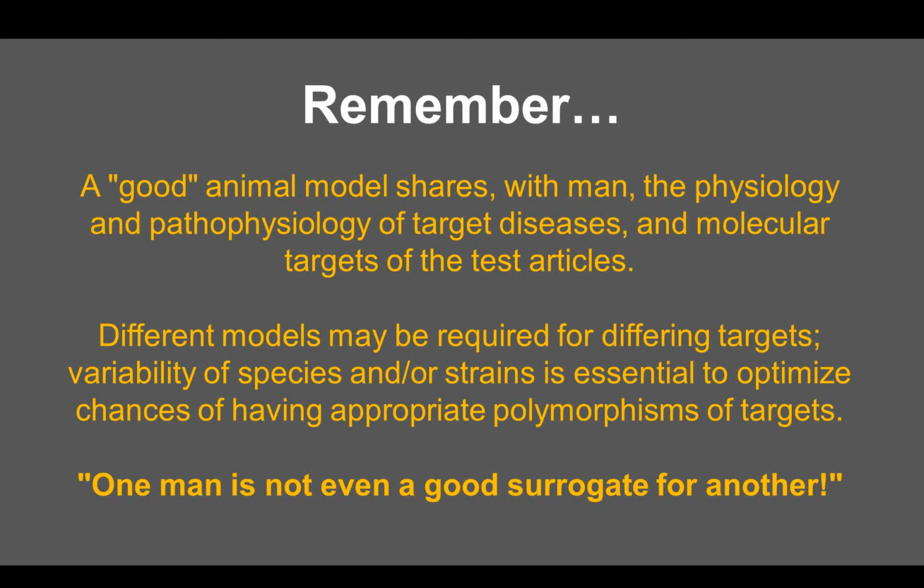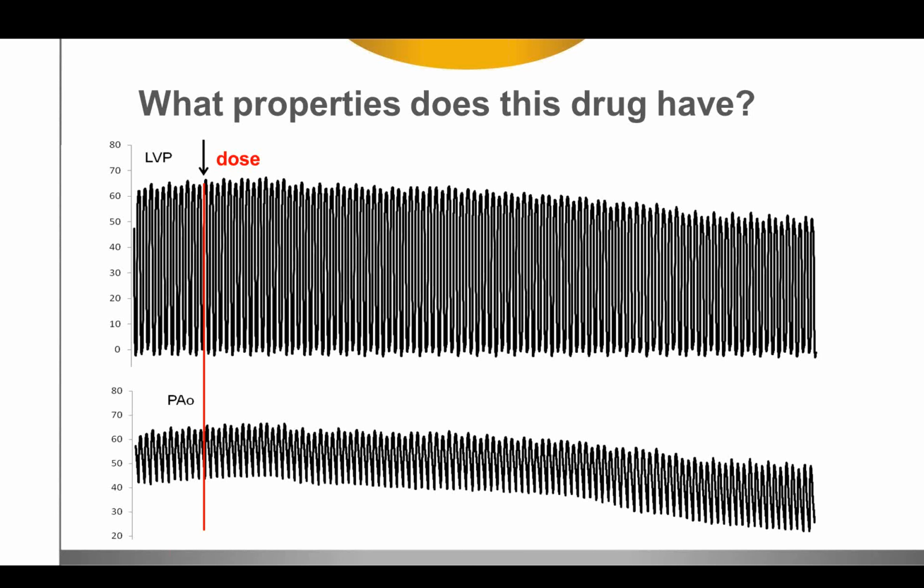So before we begin then, let's remember that a good animal model shares with man the physiology and pathophysiology of target diseases. We must know what those differences are, and we must accept the fact that animals are surrogates for man, not perfect, but neither is a man a perfect surrogate for another man. So, what properties does a drug affect? Studies in safety pharmacology are usually conducted measuring systemic arterial pressure, but nowadays more people are measuring left ventricular pressure as well.